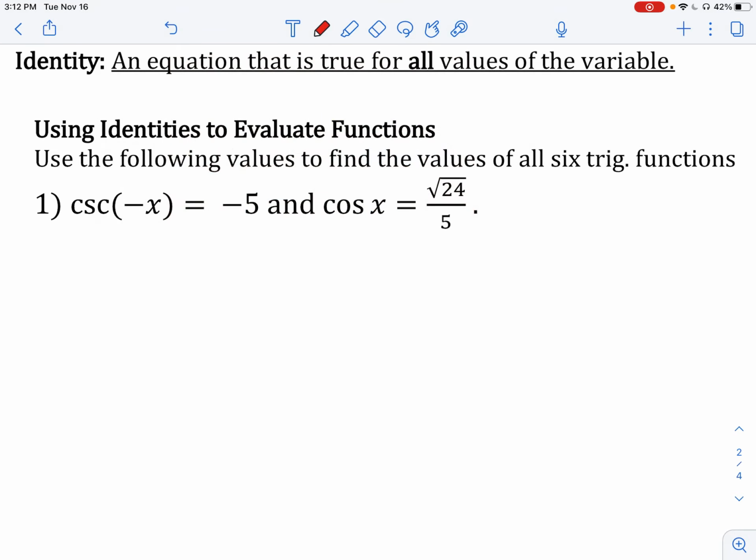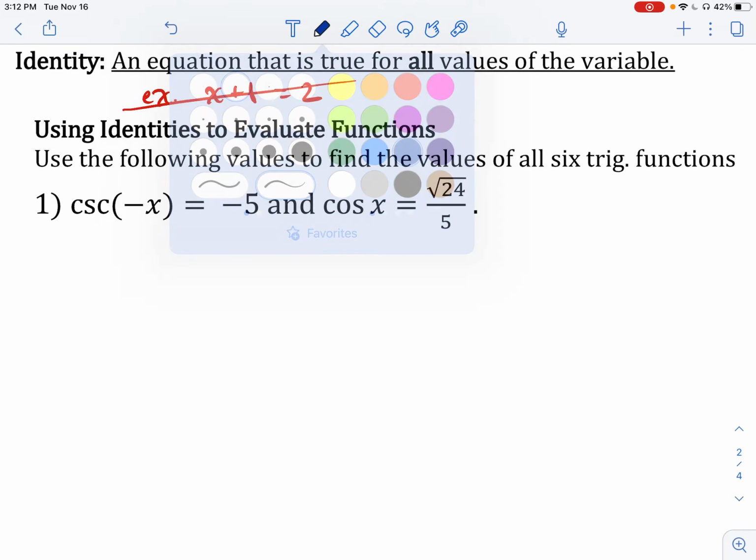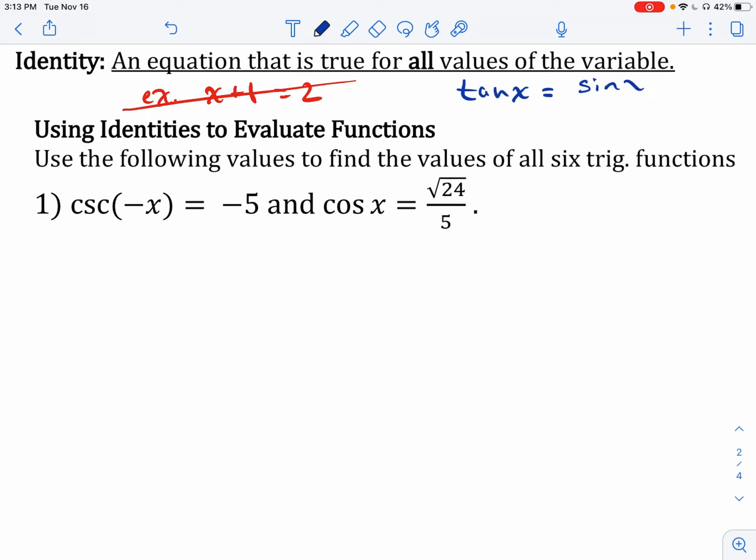So let me give you an example of something that is not an identity. Something like x plus 1 is equal to 2. This would not be an identity because this equation is only true when x is equal to 1. However, if I said something like tangent of x is equal to sine of x over cosine of x, no matter what angle x might be, this equation is always going to be true. This is known as the quotient identity. Tangent of some angle is always equivalent to the sine of that angle divided by cosine of that angle.